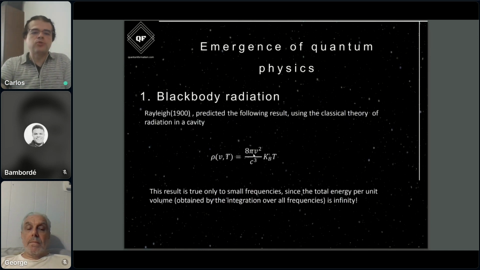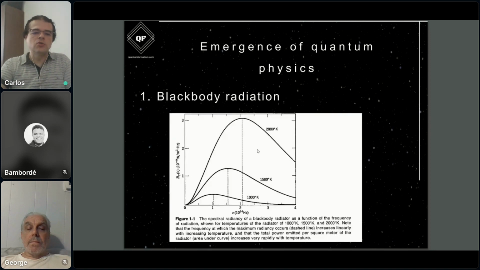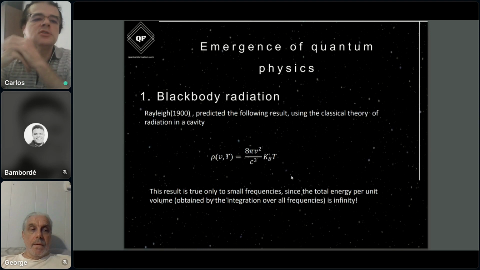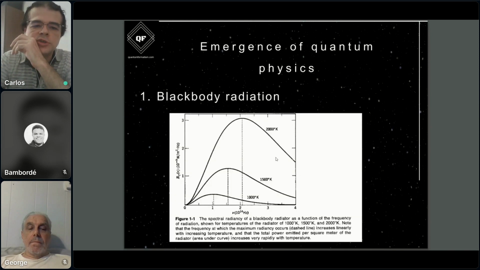For small frequencies it agrees, but for big frequencies, it doesn't. So this is known in the literature today as the ultraviolet catastrophe, because the classical theories from this time could not explain these results here, how a black body emits radiation.